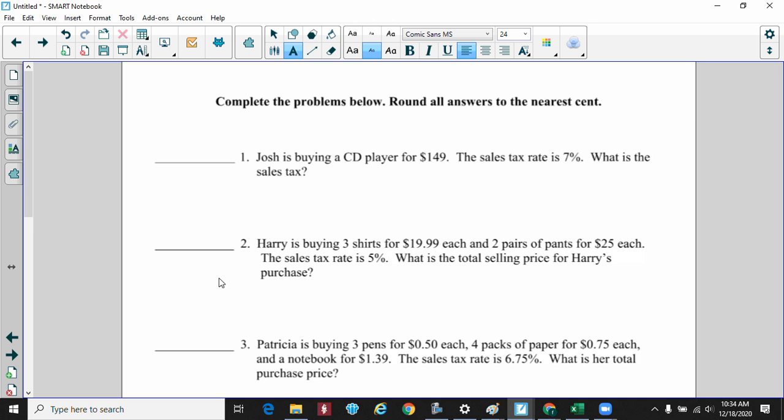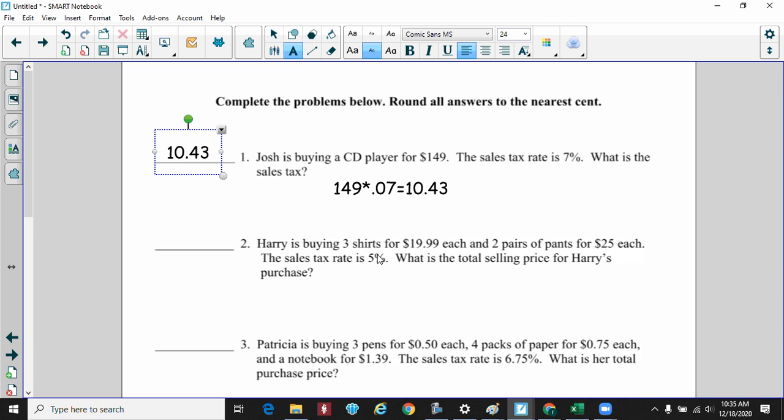All right, so just a couple of questions here. Josh is buying a CD player for $149. The sales tax rate is 7%. What is the sales tax? All right, now one of the things I'll tell you when it comes to making sure you're doing this carefully is sometimes it'll ask you how much tax are you paying, and then sometimes it's going to ask you, okay, what is the total purchase price? So just keep in mind, don't go straight into the whole, oh, I'm going to always add it back to get the total. That may not be what the question's asking.